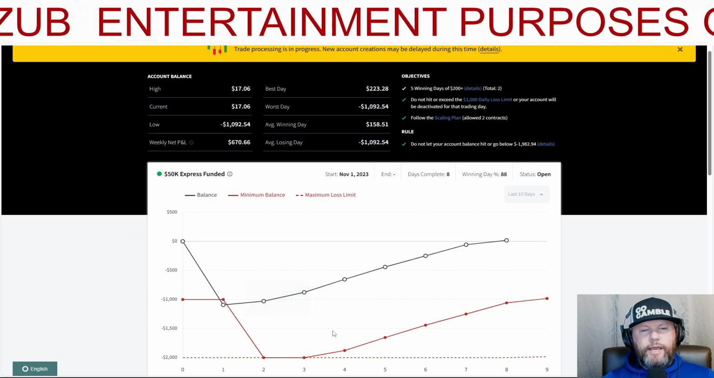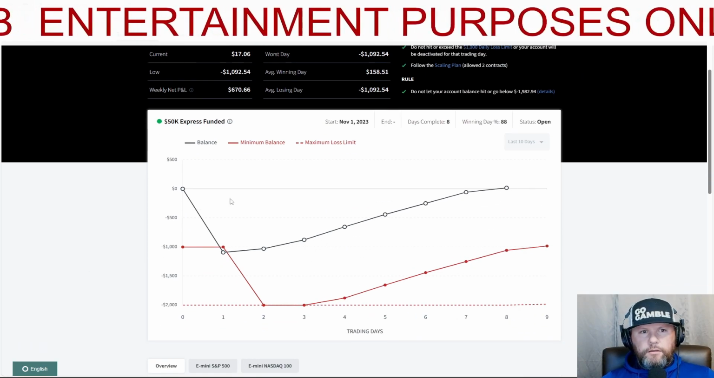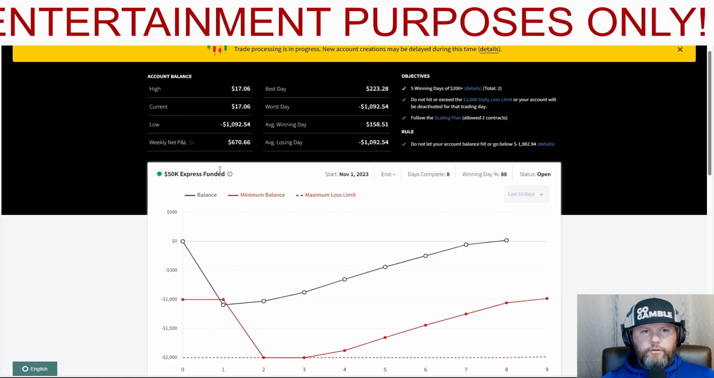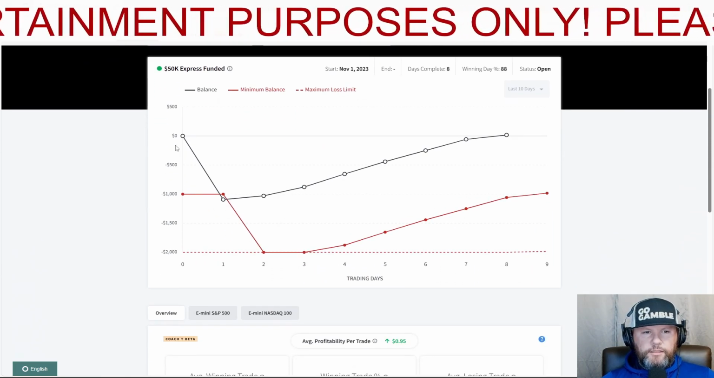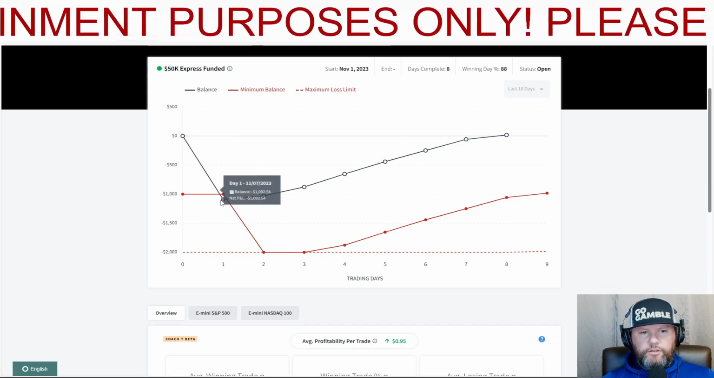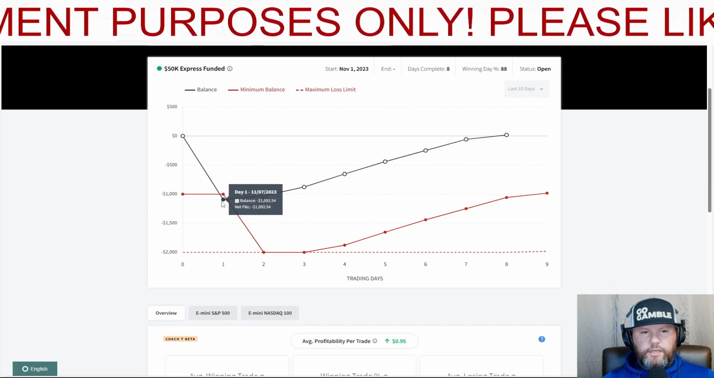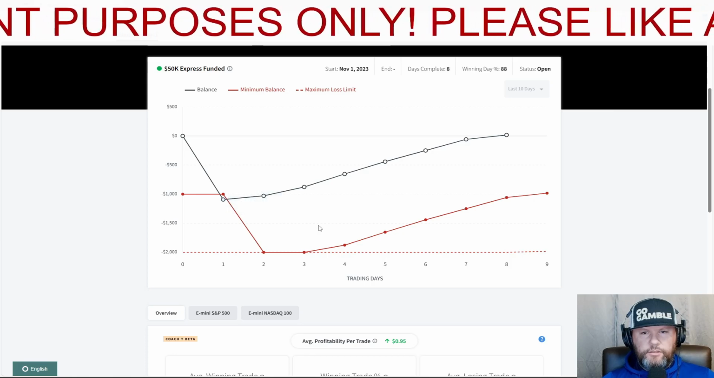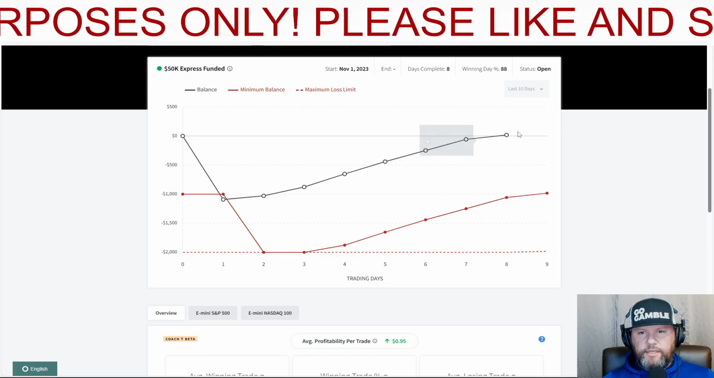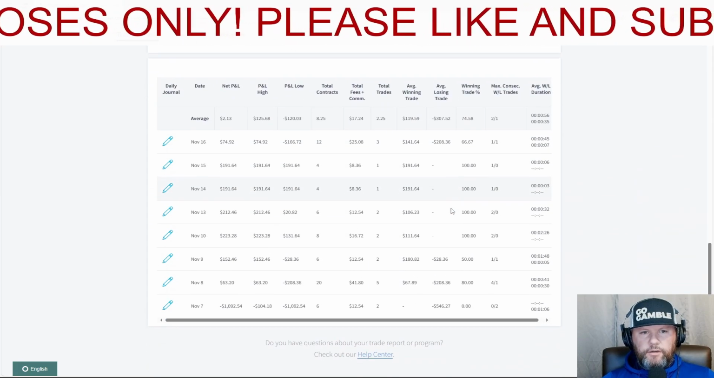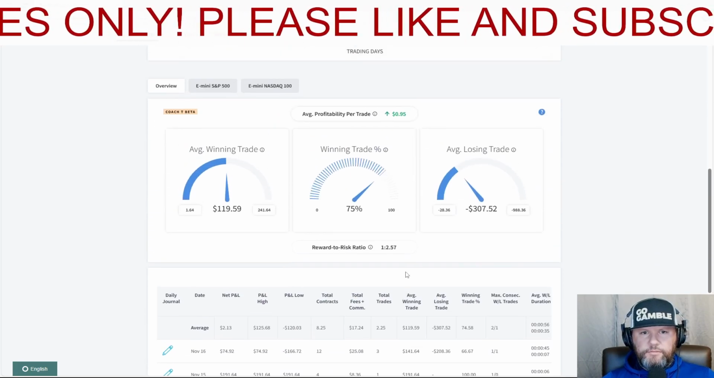Did want to kind of show you guys my Express funded account here. We got it back to green finally, $17 in green. And this just goes to show you guys that you really should keep your losers small. You can see here on day one, we lost $1,000 and then we just chipped away at it. It took us 7 trading days to get this thing back to even. So we certainly need to follow our own rules when it comes to that.